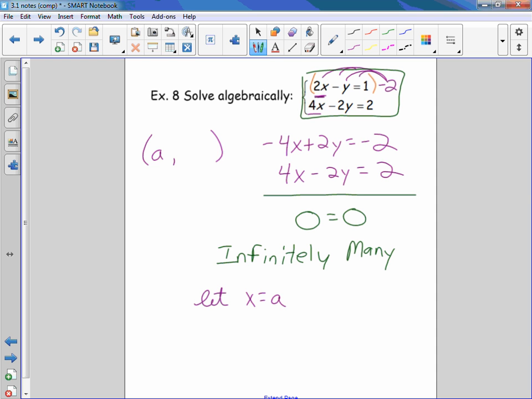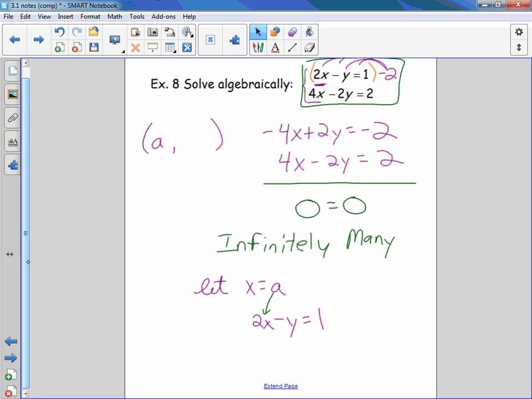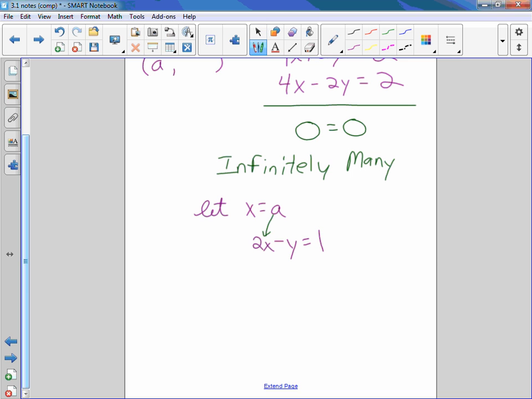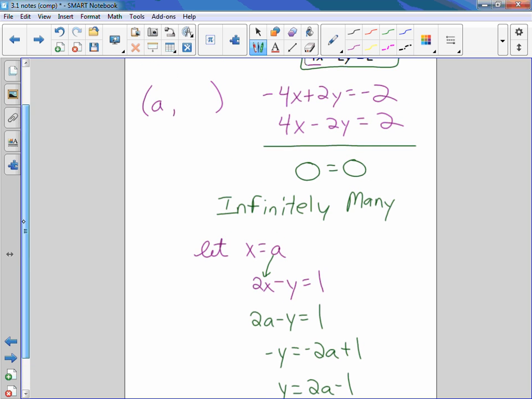So if I pick the top one, 2x minus y equals 1, now I can get a representation of what y would be in terms of a. So I'm just going to take that a and plug it in. And when I do that and solve for y, I'm going to end up with 2a minus y equals 1, or negative y equals negative 2a plus 1. And then we would divide by negative 1 to get y equals 2a minus 1. Okay, so that would be our general solution for this system.